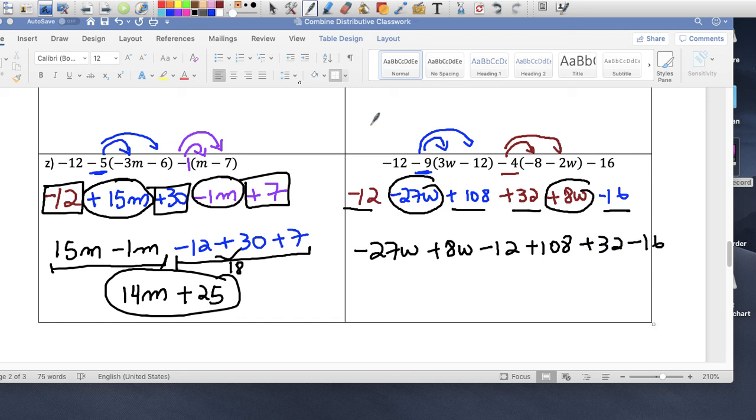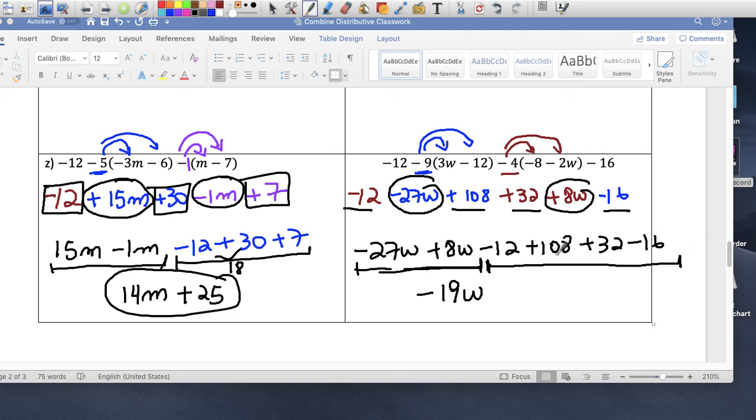So let's take care of the two like terms in the front. These two guys right here. Negative 27 plus 8. There's more negatives, so they're not friends. So my answer looks like negative 19w. And then I'm going to do negative 12 plus 108 plus 32 minus 16.